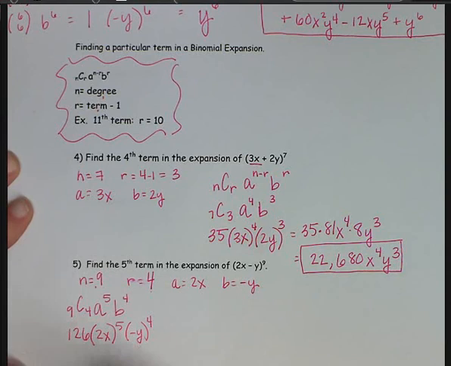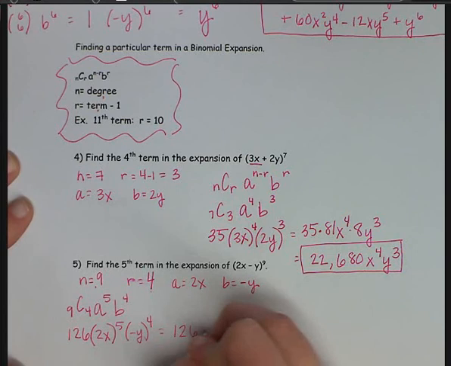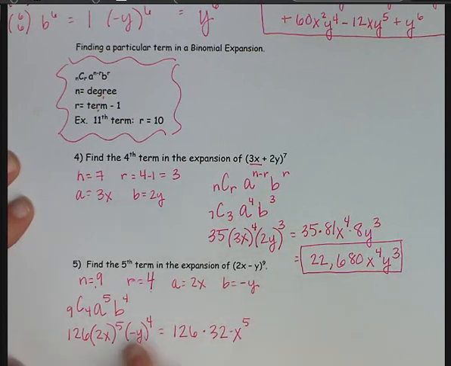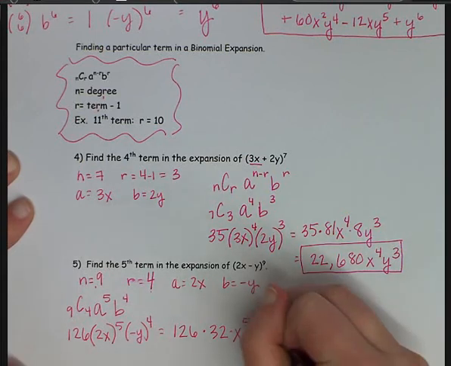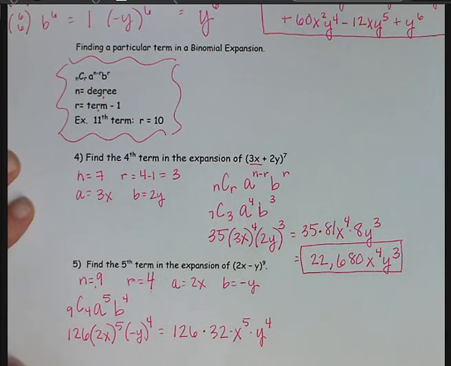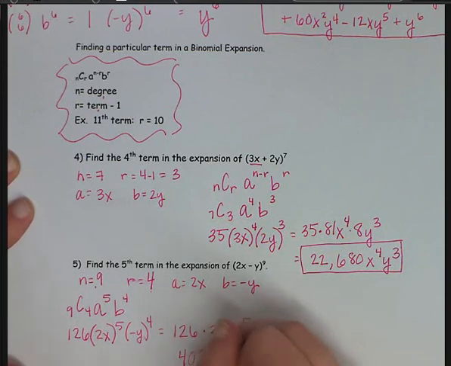So I can say 2 to the 5th gives me 32. So 126 times 32 times x to the 5th, negative y to the 4th. The negative going to an even exponent will cancel out, so I just get positive y to the 4th. And 32 times 126 gives me 4,032 x to the 5th, y to the 4th.